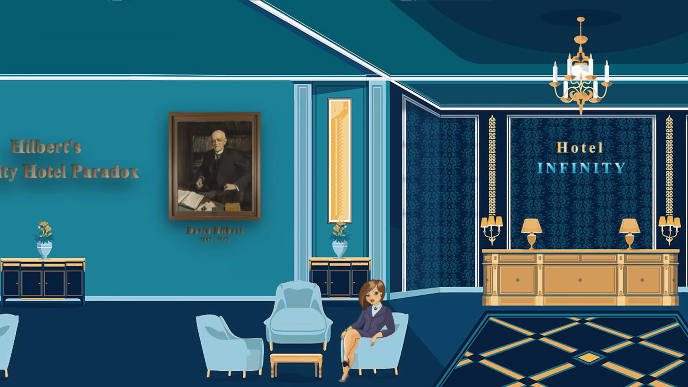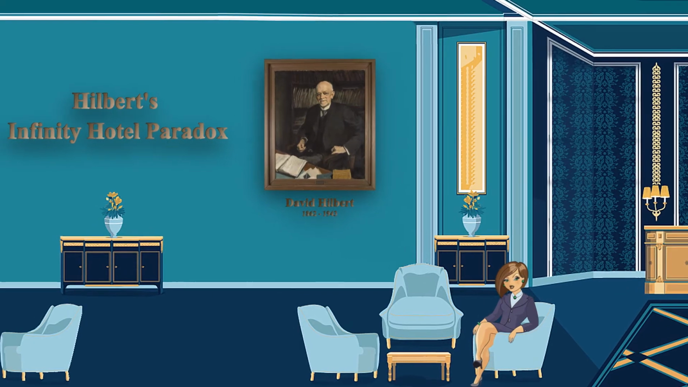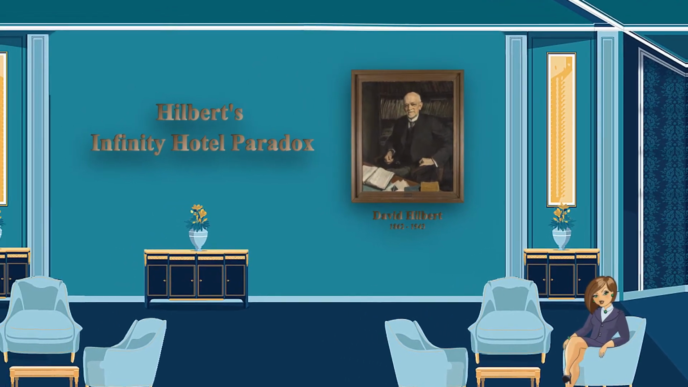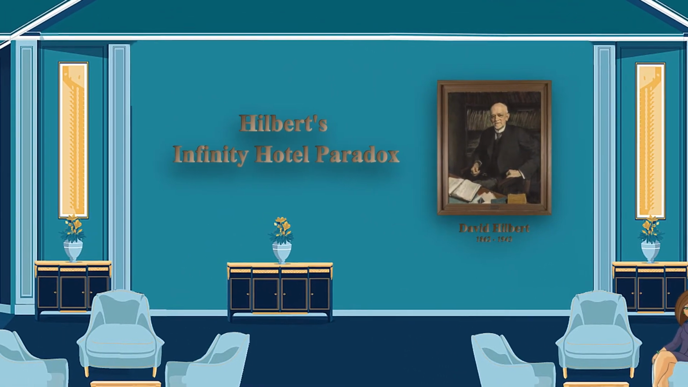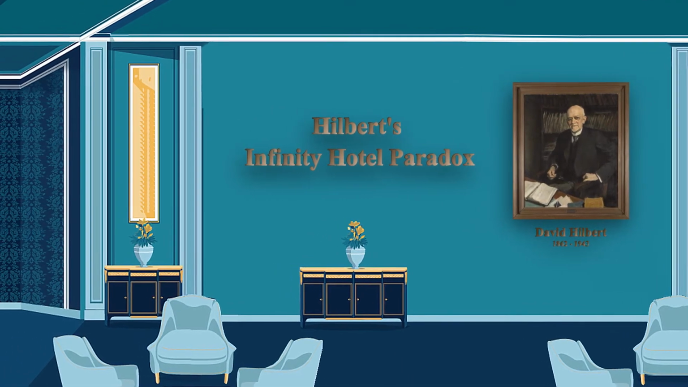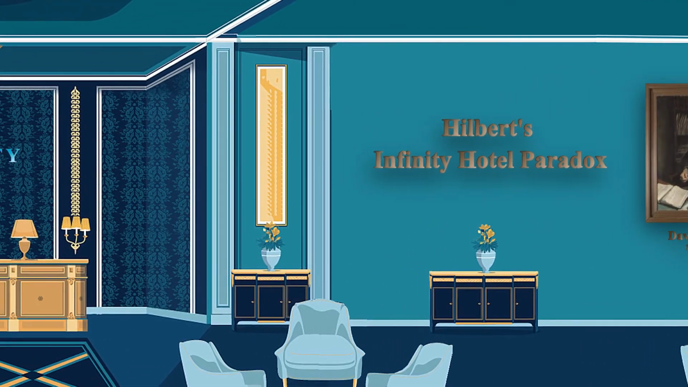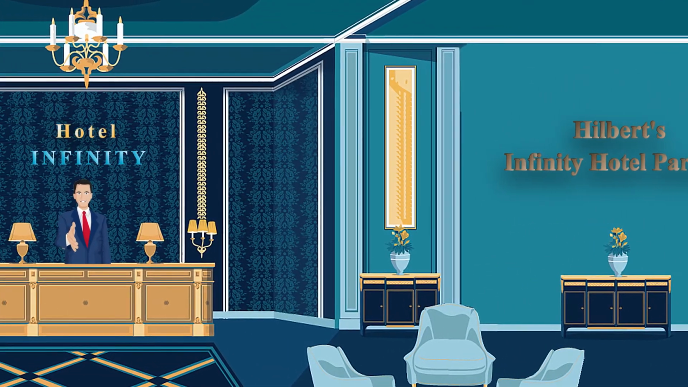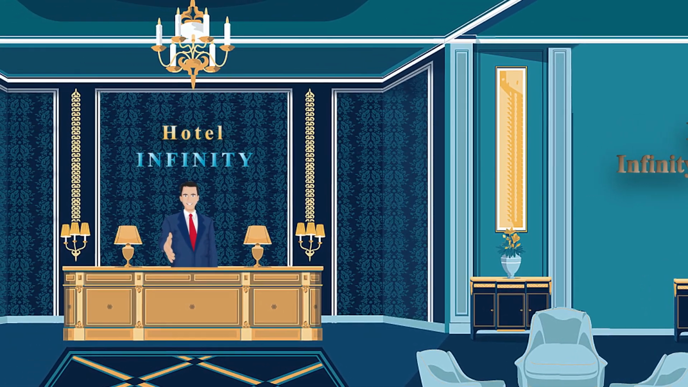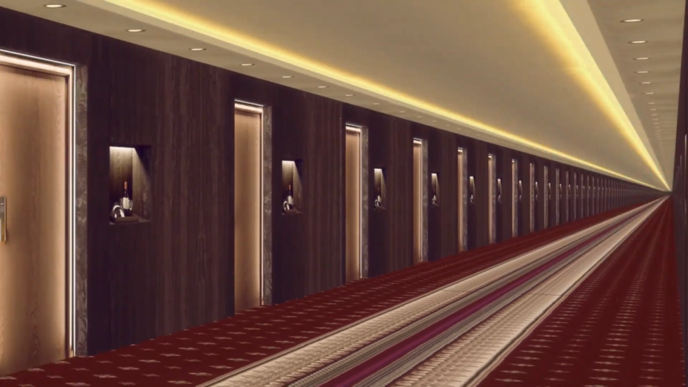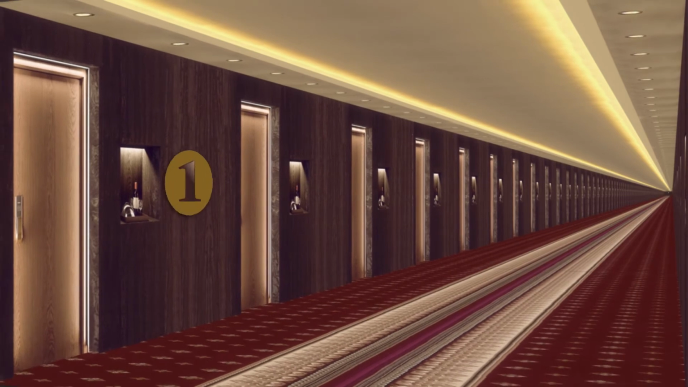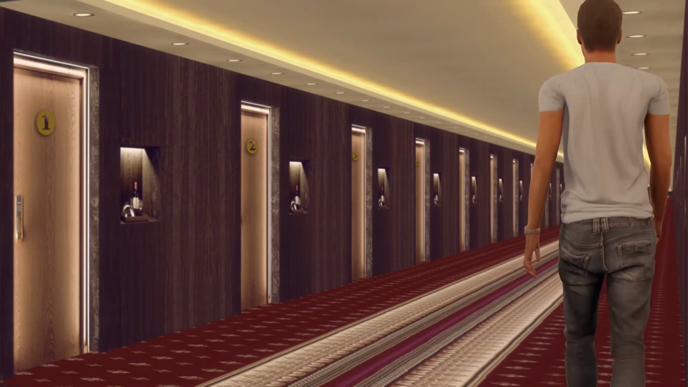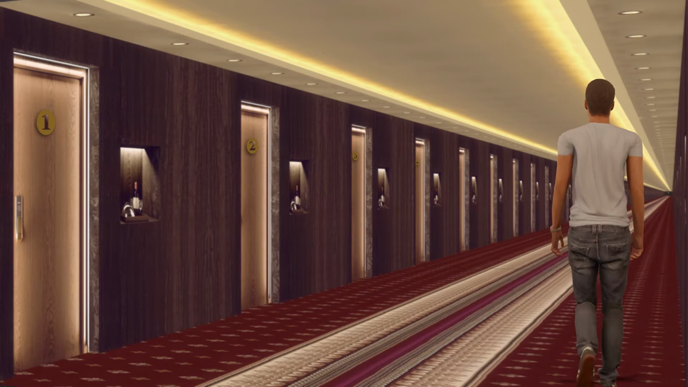To help illustrate this characteristic of infinity, a German mathematician of the 19th and 20th century named David Hilbert created a thought experiment known as Hilbert's infinity hotel paradox. He described a hotel with an infinite amount of rooms, each being numbered starting at 1, then 2, 3, and so on forever. One busy night, when the hotel was completely full, a man walked in looking for a room.